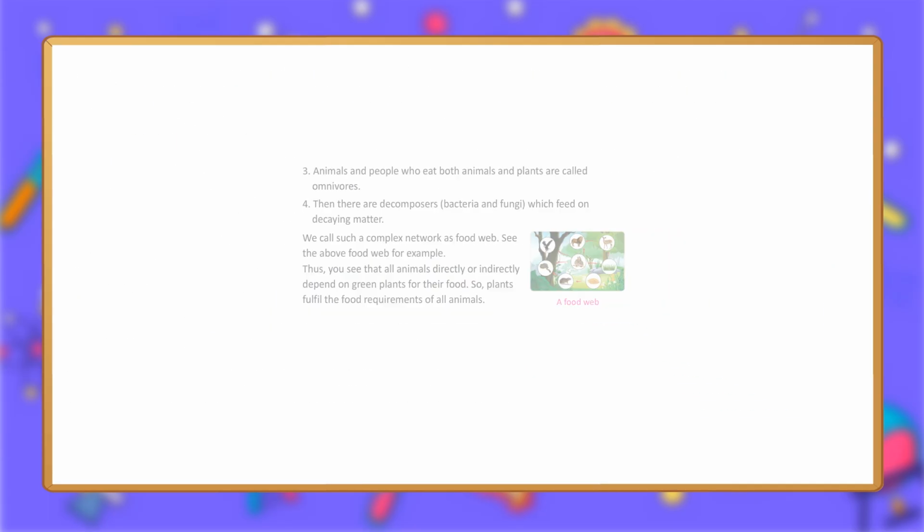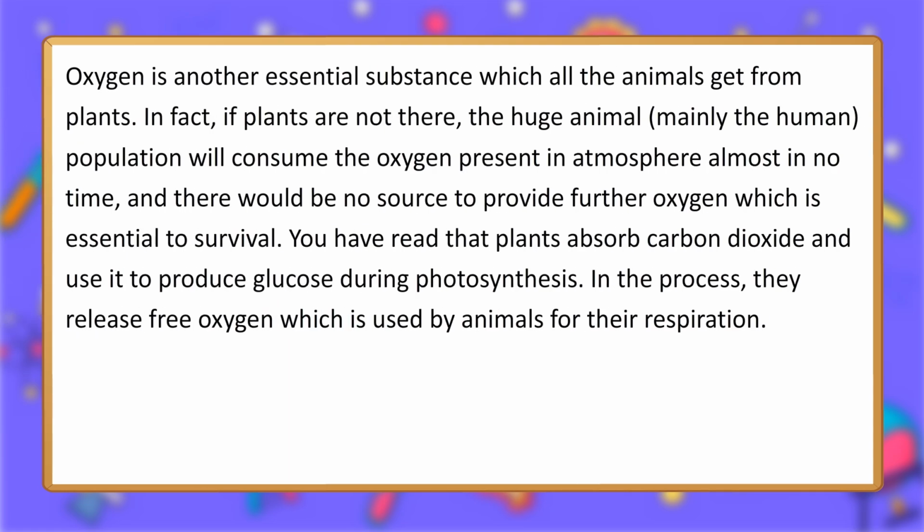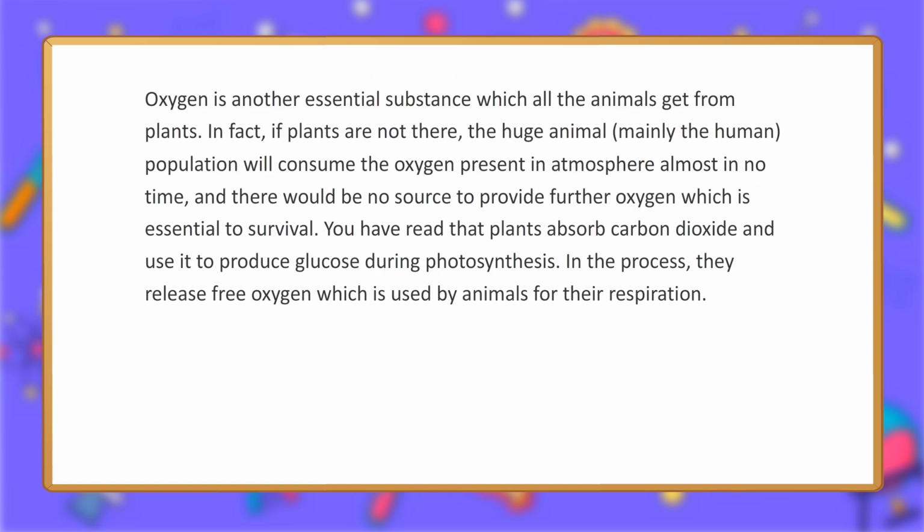Oxygen is another essential substance which all the animals get from plants. In fact, if plants were not there, the huge animal, mainly the human, population would consume the oxygen present in the atmosphere almost in no time, and there would be no source to provide further oxygen, which is essential to survival. You have read that plants absorb carbon dioxide and use it to produce glucose during photosynthesis. In the process, they release free oxygen which is used by animals for their respiration.